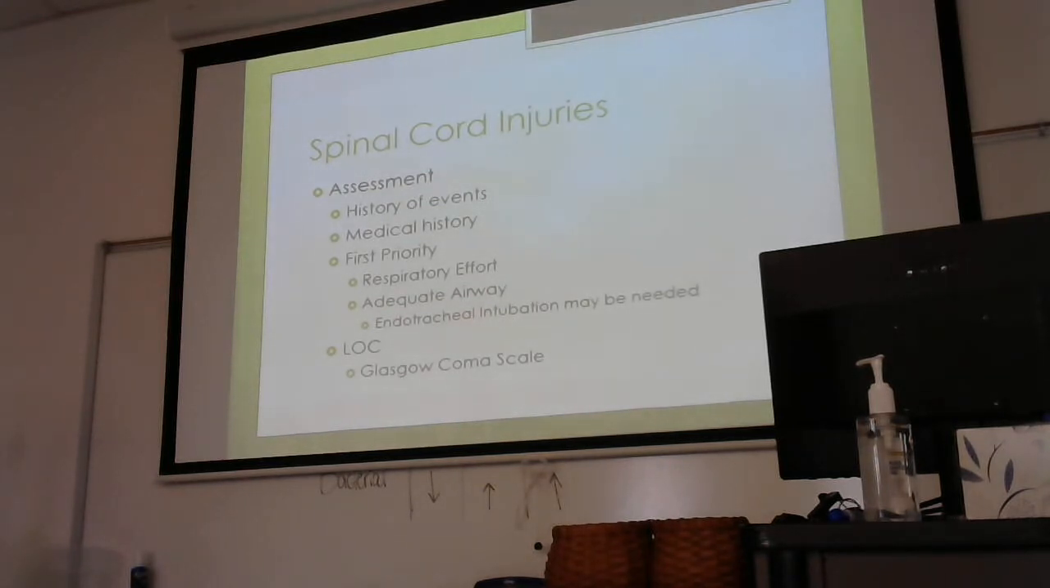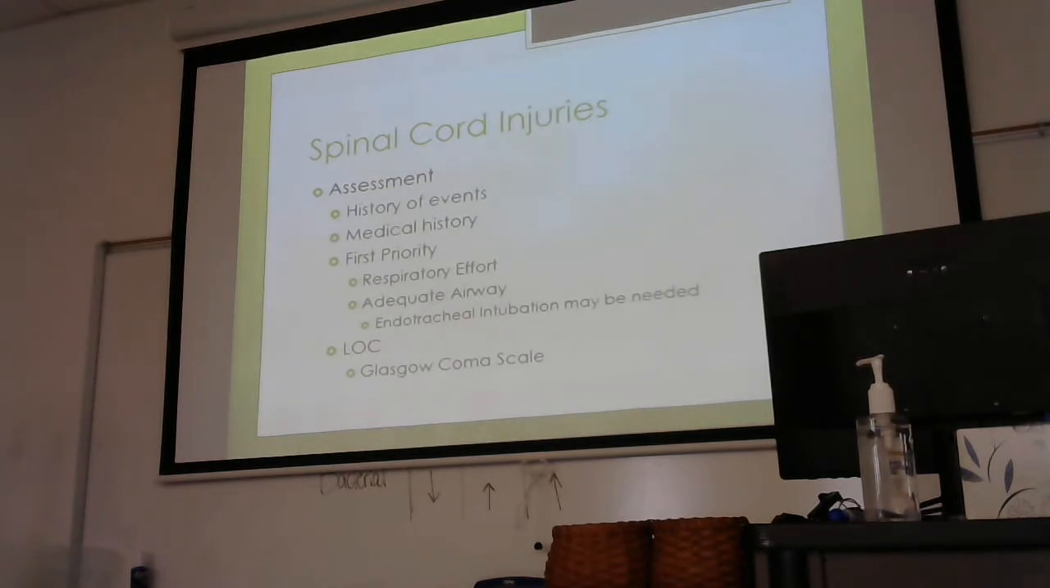Jaw thrust versus the head tilt chin lift. Exactly. So we're gonna make sure that they have an airway, that they're breathing, and that they have a pulse. If they don't have any of those, that's where we start. And then from there, we move to the neurological assessment of the patient.